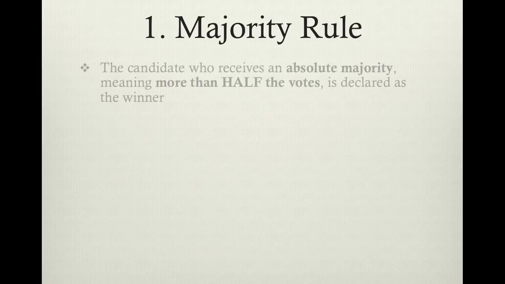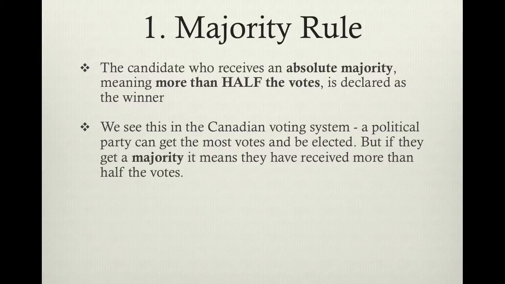Majority rule is the first one. It's when the candidate who receives more than half the votes gets an absolute majority. So it's not enough to say that they got the most votes, they had to get more than half. This is something that you should be familiar with because it is our Canadian system. Right now, the Liberals are in power. This PowerPoint is being done in 2017, so the Liberals are in power and they have a majority. It means that they received more than half the votes. They got elected, but they also got half the votes.